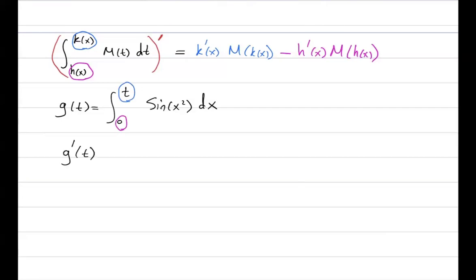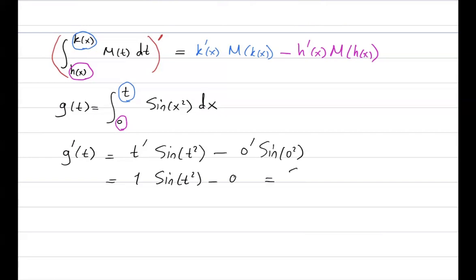G prime of t becomes the derivative of t times sine of t squared minus the derivative of 0 times sine of 0 squared. The derivative of t is just 1 multiplied by sine of t squared minus, well, the derivative of 0 is basically 0, so this is sine of t squared.